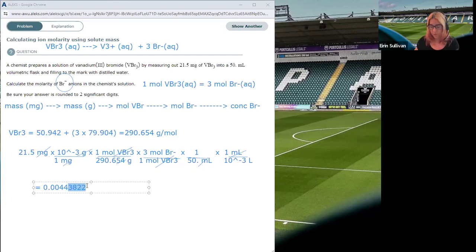Okay, and I should probably give it in standard scientific notation. So I'm going to say 4.4 times 10 to the power of -3, and that is in molarity.